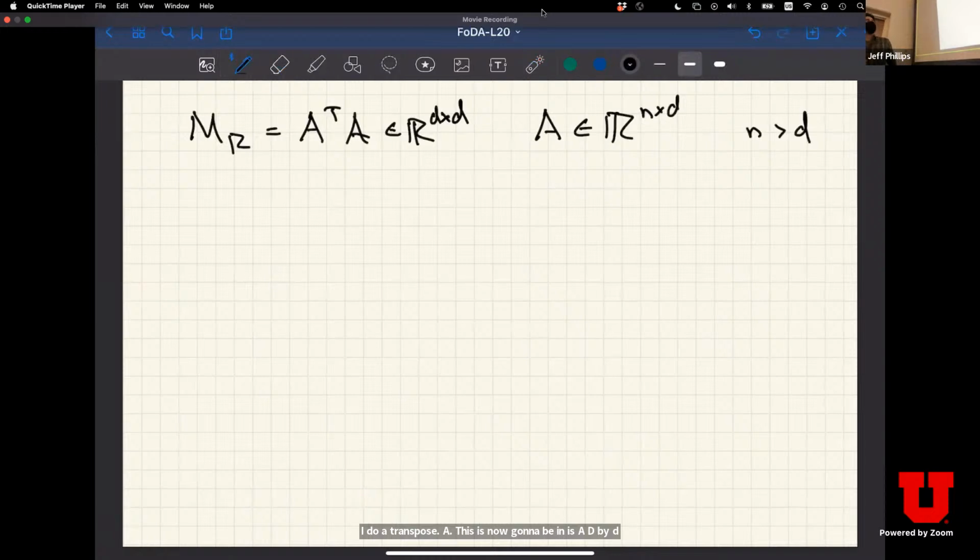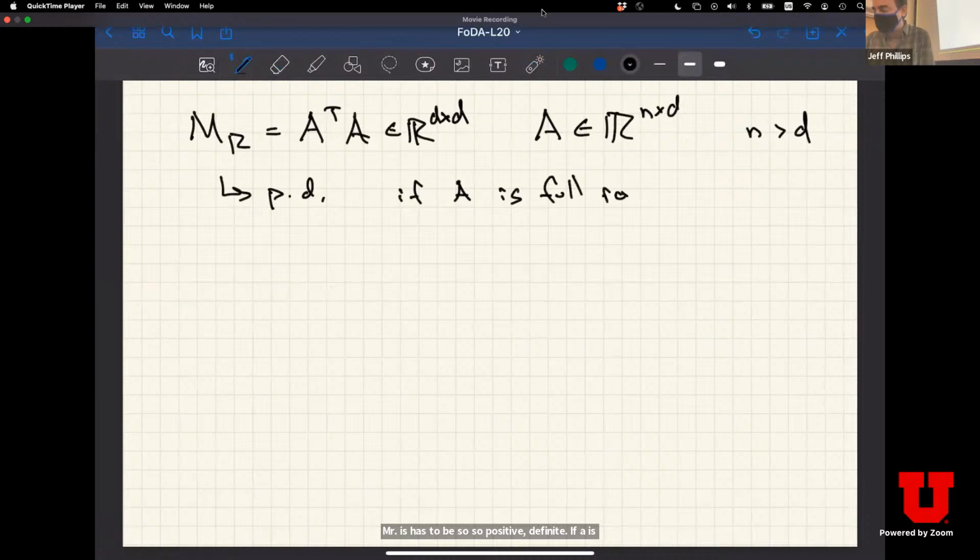Okay. If I start with real values in A, then M has to be positive definite if A is full rank. If A is not full rank, then M is positive semi-definite, which means some of the eigenvalues can be 0, but otherwise it's positive definite, and I can apply the eigen-decomposition of M here.